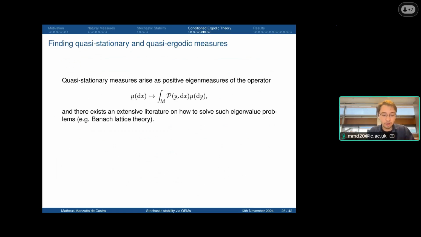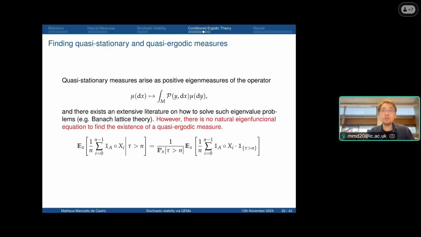Let me rephrase. To find quasi-stationary measures is not too complicated, because it only consists of finding an eigenvalue of an operator. You have some linear operator, you need to find some eigenvector, and there is a bunch of theory that helps you to do this. For instance, my favorite one is Banach lattice theory. However, the problematic part is to find the quasi-ergodic measures.